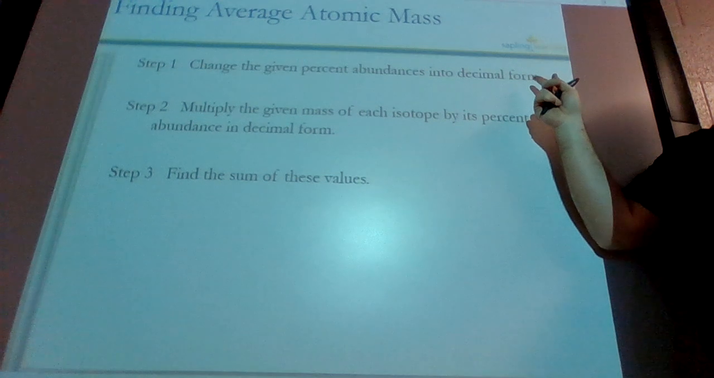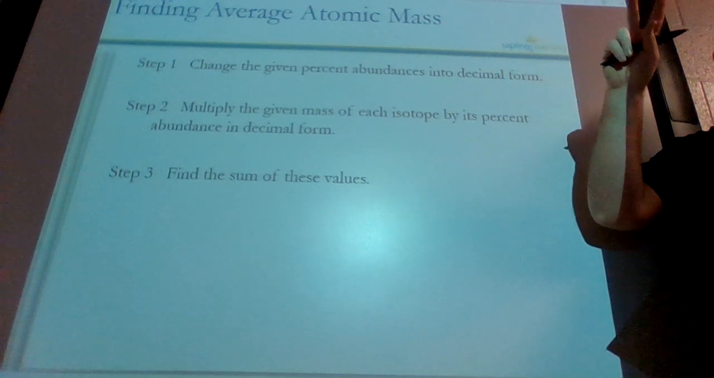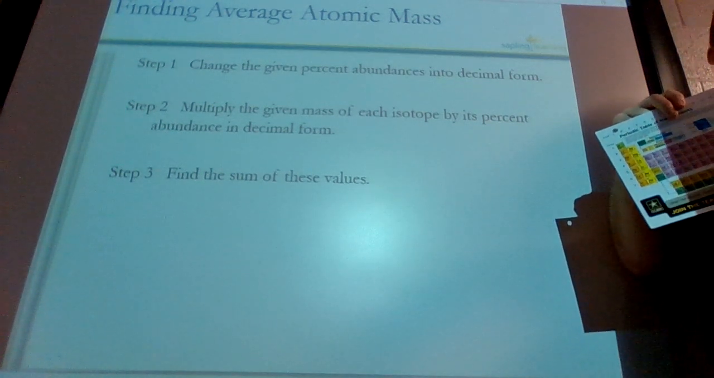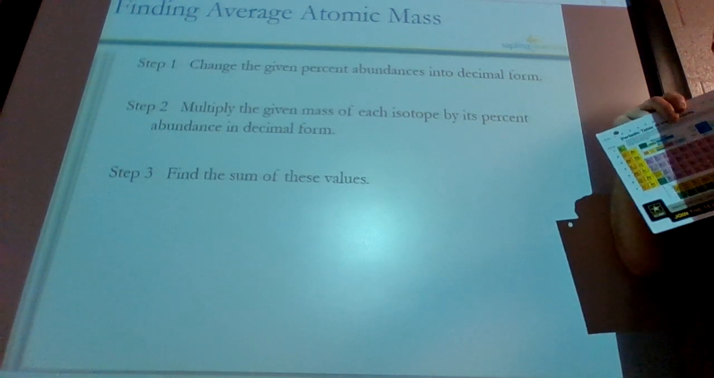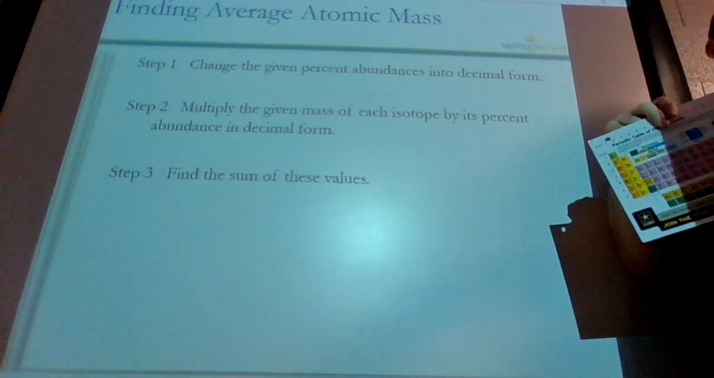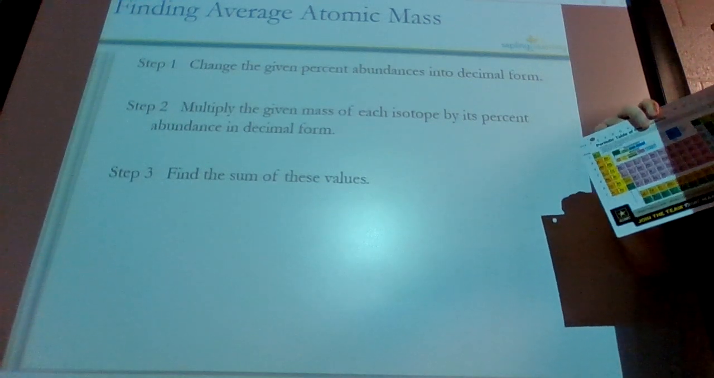How do you change a percent to a decimal? You move the decimal to the left twice. So if I have 50%, what's the decimal for that? 0.50. Yeah, 50% is 0.50. 75% is 0.75. So you just move the decimal twice to make it a decimal number instead of a percent number.